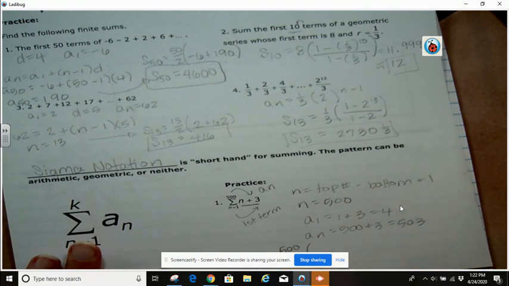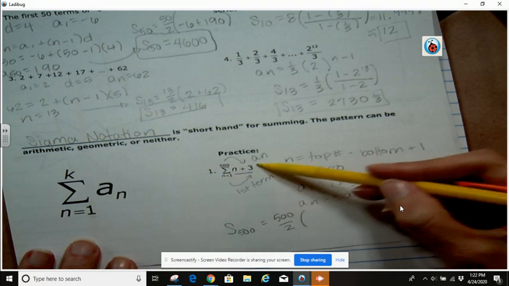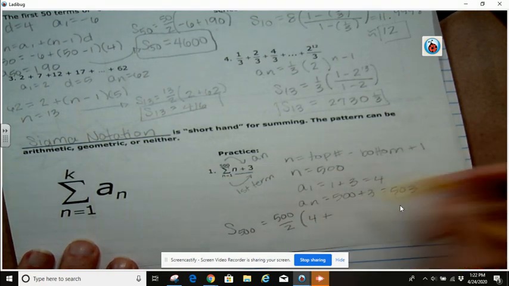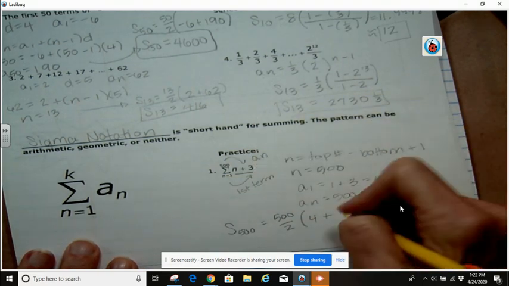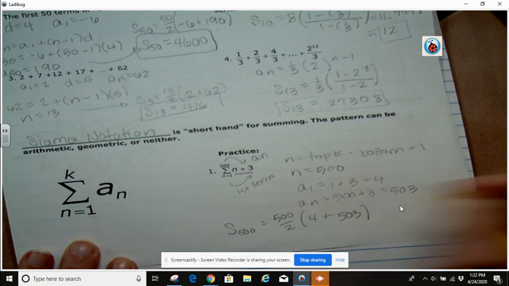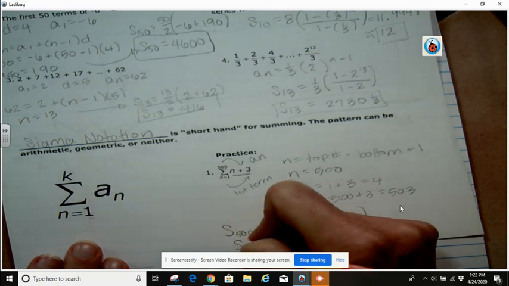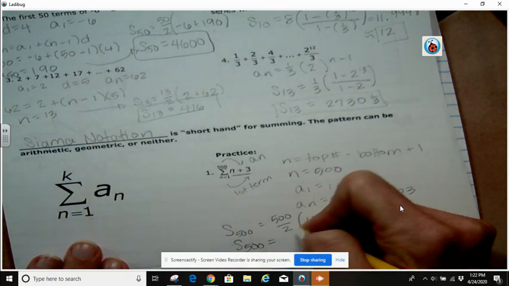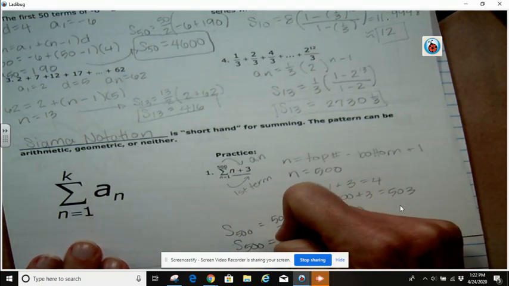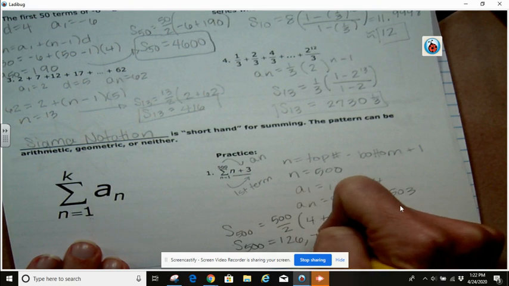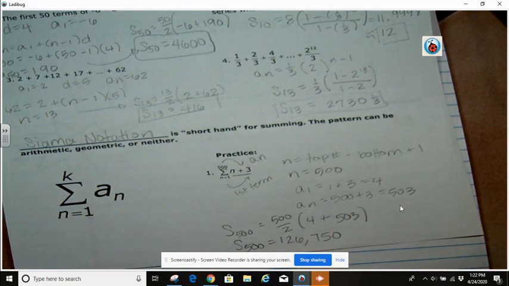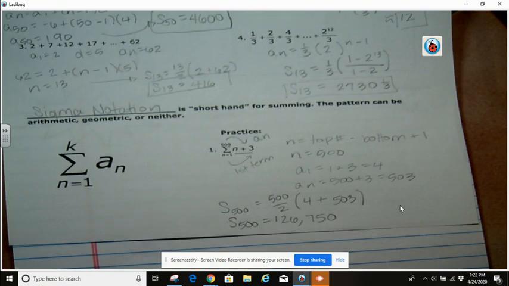I generated the first term by plugging in the bottom number. I generated the last term by plugging in the top number. Now I have everything that I need for my formula, and the sum of the first 500 numbers is 126,750. Okay, you can try that in your calculator too. Again, it's alpha window and it's option 2.